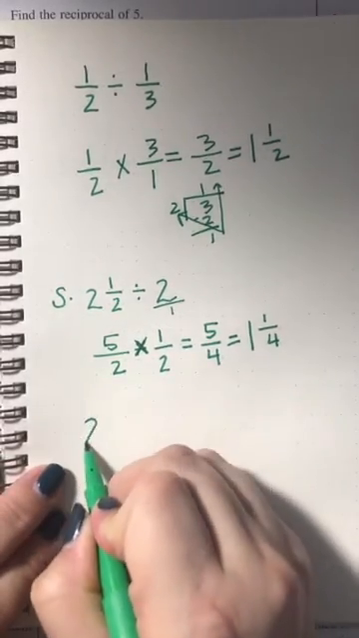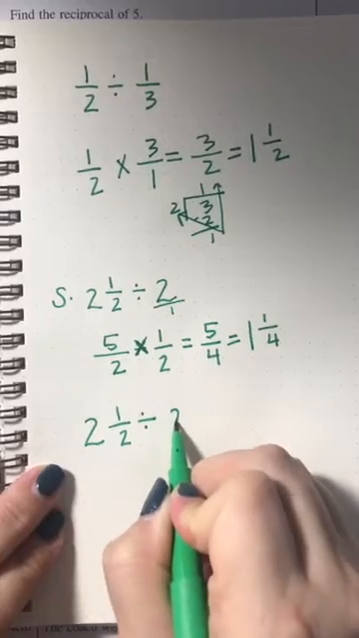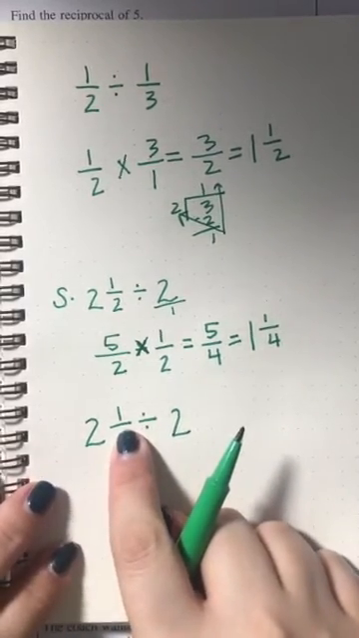So just one more time, we have 2 1/2 divided by 2. We change our mixed numeral to an improper fraction.